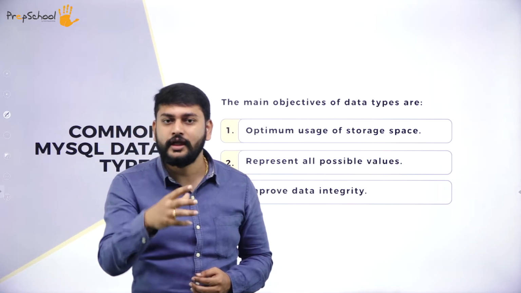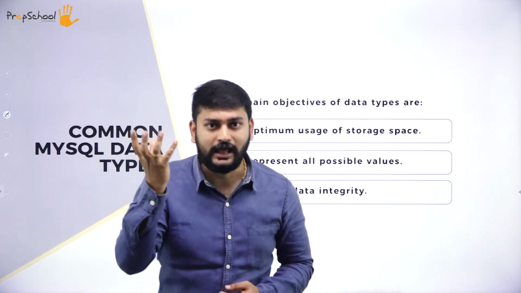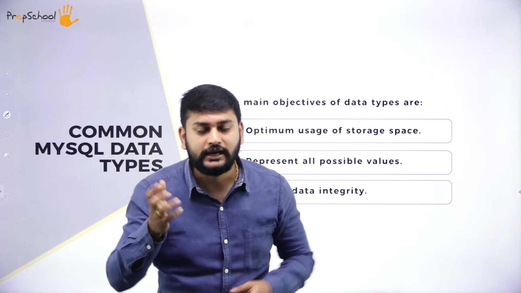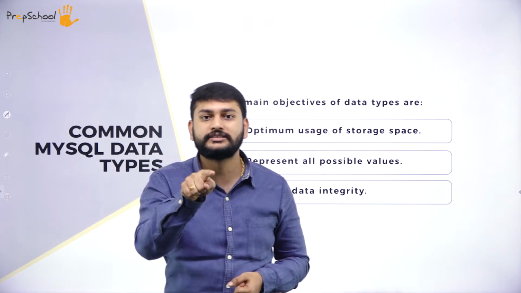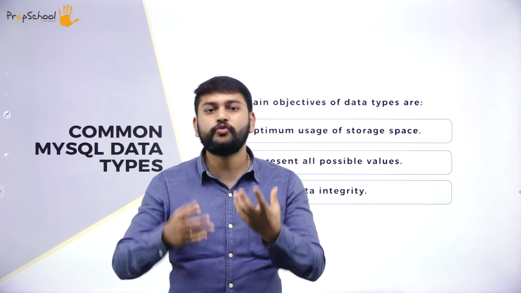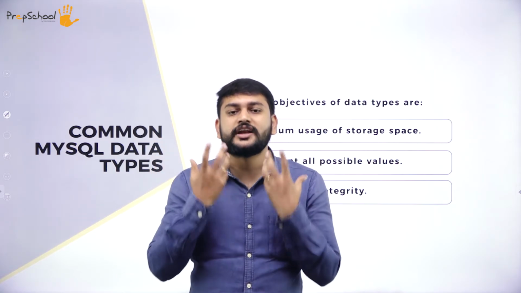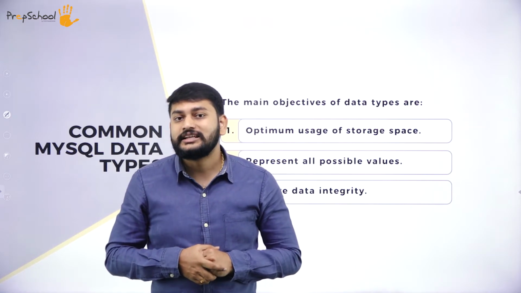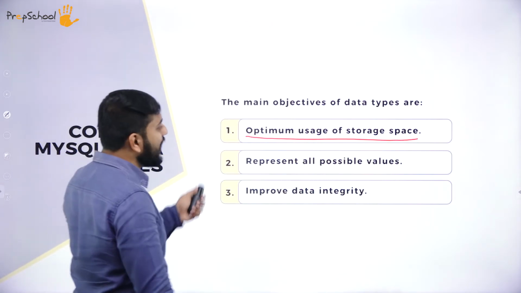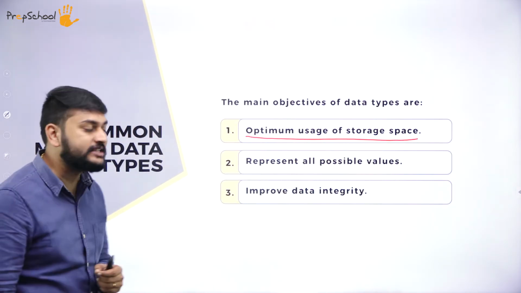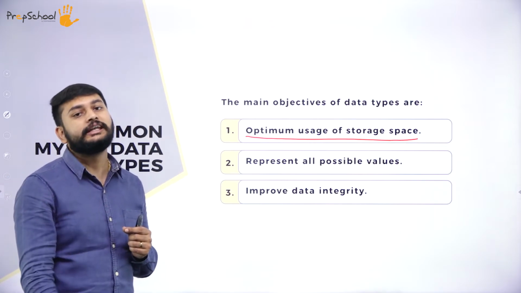In the same way, this coconut is my data. This carry bag is the memory. I have to look for the best fit. I don't want to waste the memory. That is a major thing that I have, and that is the reason I have something called data types. Let me start discussing that one by one. So what is the first one? Optimum utilization of storage space. That is the main reason that I have data types.